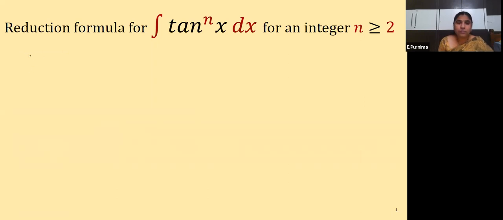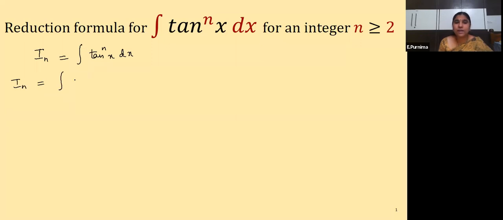Okay. Now here let us take it as I n. I n is equal to what? Integral of tan to the power of n x dx. So same thing as what we did in the previous sum. Similarly, same as sin power n x, here also we should do the same.